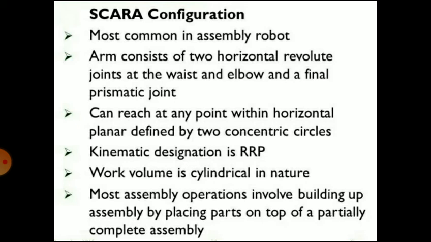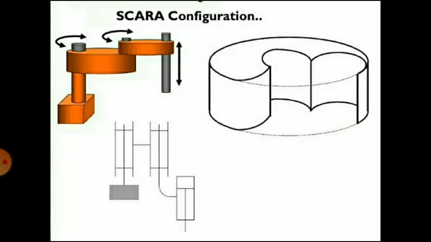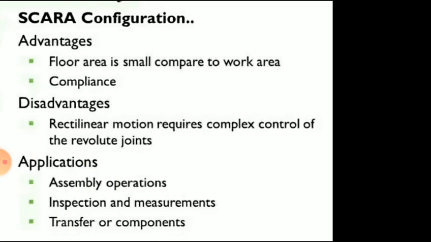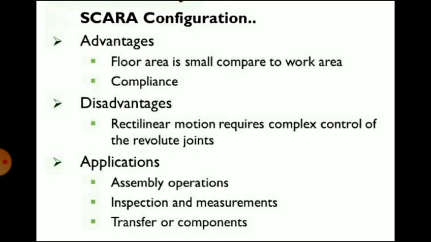It can reach any point within a horizontal plane defined by two concentric circles. So the work volume is cylindrical in nature. You can see the work volume for a SCARA configuration. So again, see the configuration of SCARA. Advantages: floor area is small compared to work area. Disadvantages: the rectilinear motion requires complex control of revolute joints. Applications are assembly operations, inspection and measurements, and transfer of components.